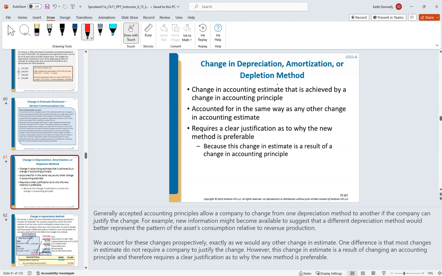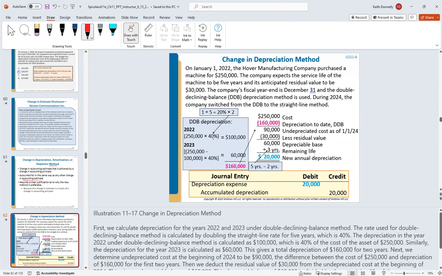How about if instead we're not changing an estimate, but we're changing the method? Maybe we go from double declining balance and we change to straight line. We're moving along, and then we decide, hey, it's better to change to a different method here. How do you account for that? Well, as a general rule, it's also going to be treated as a change in accounting estimate. We're going to treat it prospectively. We're just going to deal with that as we move forward. In other words, we don't go back and restate anything. We just deal with it as we move forward.